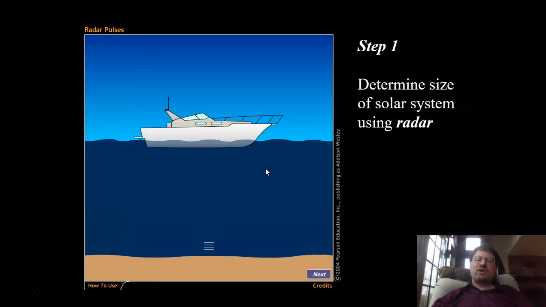So let's start by talking about radar. People who fish, they use sonar and radar in the following way. They will shine that radar down, and it'll bounce back. And from how long it takes that radar signal to go down to the base of the pond and then back up again, they could determine how far away the base of the pond is.